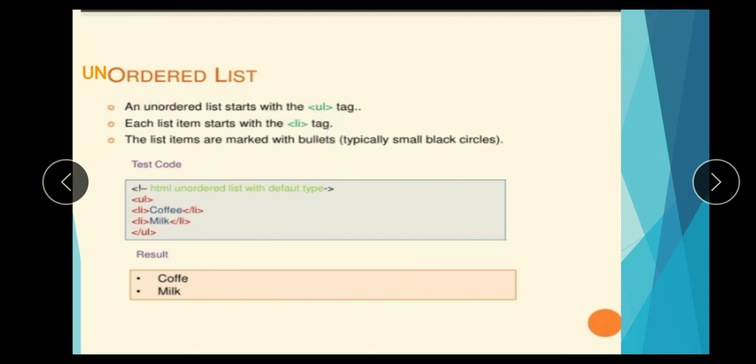An unordered list starts with the UL tag, and each list item starts with LI. The list items are marked with a small black circle like this. Here you write your code: UL, list item coffee, list item milk. You will close it, meaning the unordered list closes. You find here the dot circle, coffee and milk.